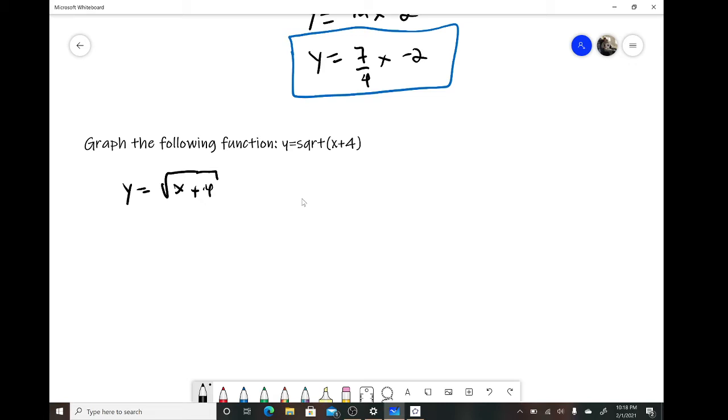From pre-calculus, I expect you to know what the basic square root function looks like. The basic square root function looks like this. This is something that's expected. It begins at the origin and moves to the right. It increases very slowly. So the graph of y equals square root of x plus 4 is going to look very similar to the graph of y equals square root of x.